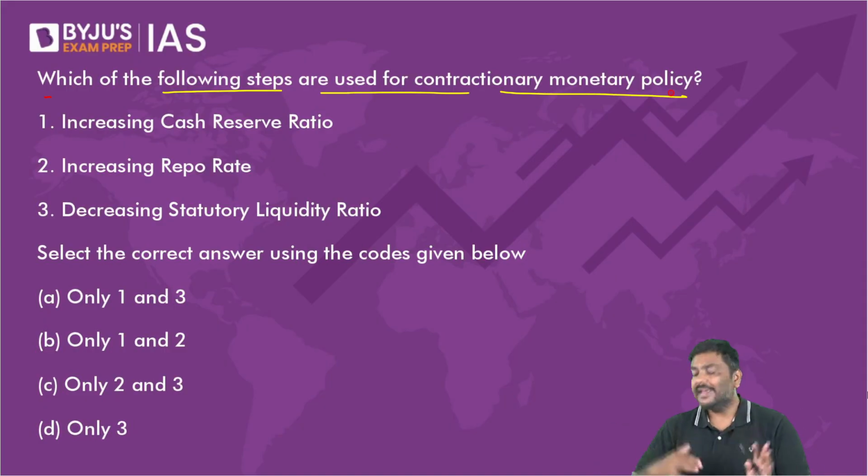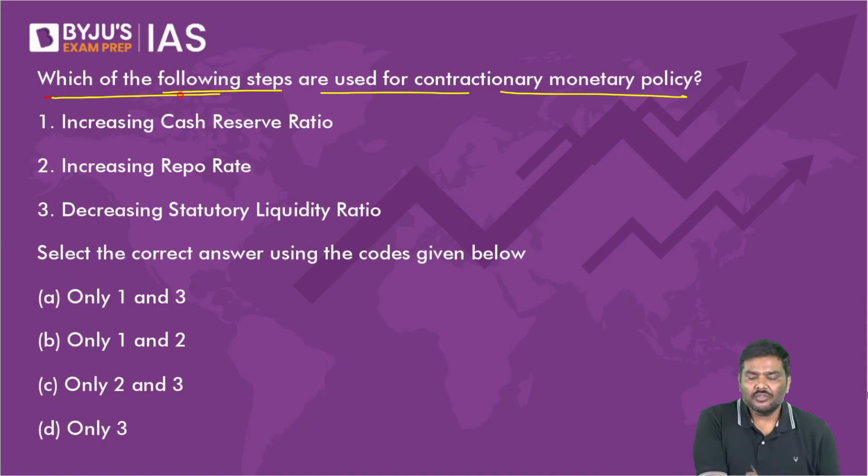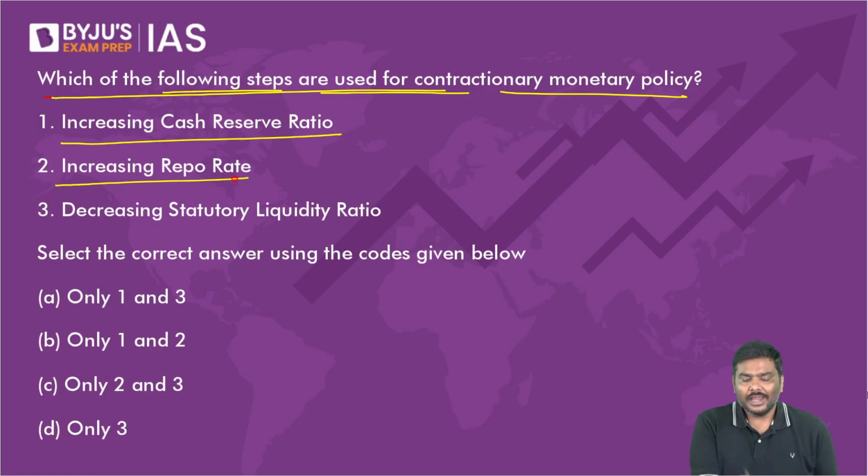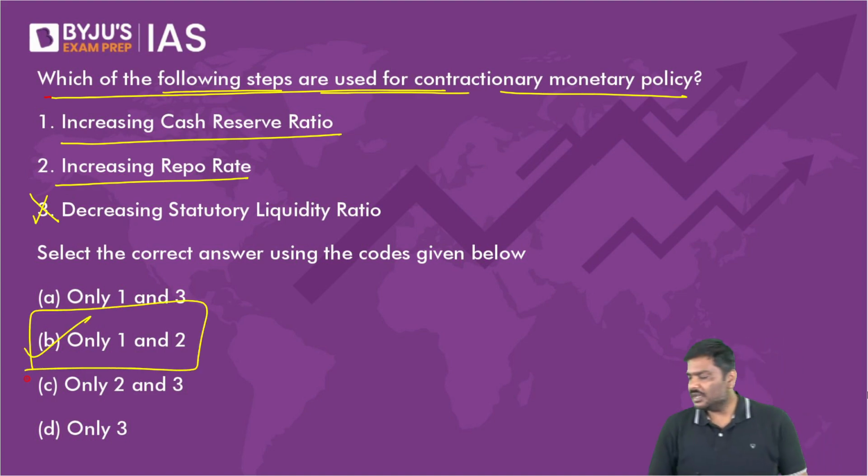Now, let's start. Which of the following steps are used for contractionary monetary policy? Increase CRR, money supply will come down. Increase repo rate, money supply will come down. Decreasing SLR, increased money supply. So, 1 and 2 are correct. Right option will be option B for this question. Next one. Okay, this was done yesterday.